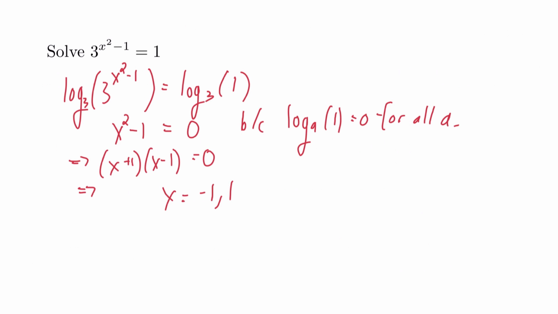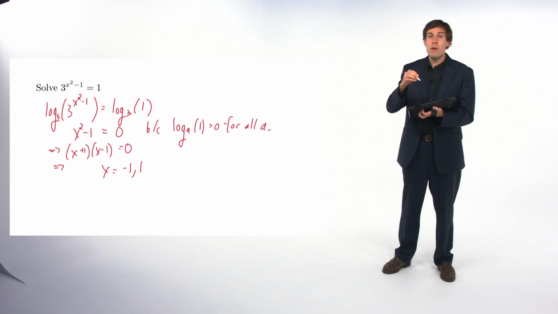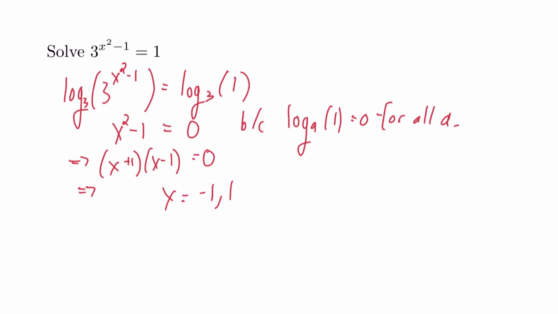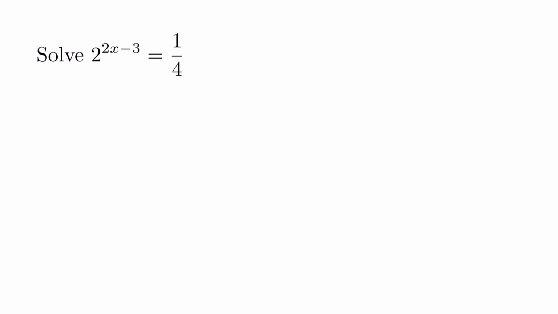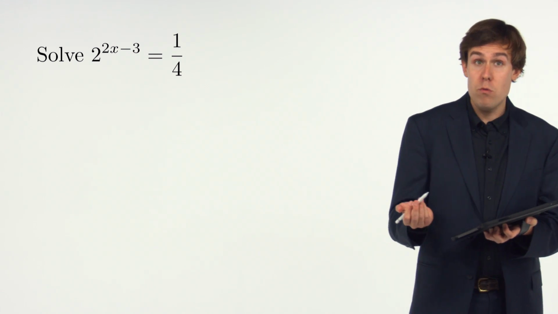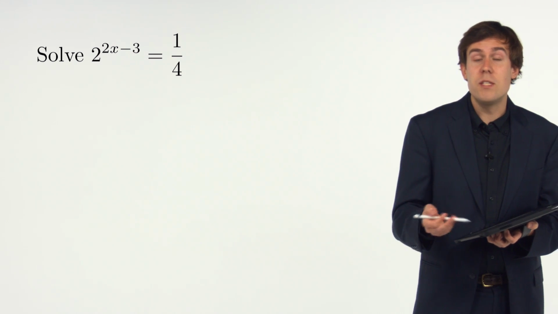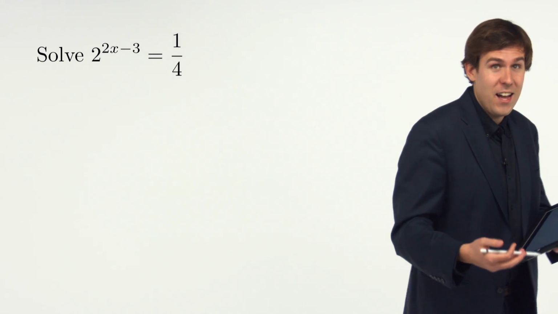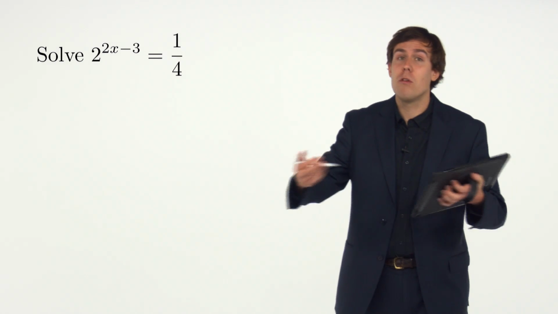And we can check this. If I plug in x equals 1 into the original equation, I get 3 to the 1 squared minus 1, so 3 to the 0, which is 1, as desired. And then same with minus 1. If I plug it in, I'll get 1 on the left-hand side. So here the key trick was to use logarithms. Let's look at a similar equation. So here I have an exponential of 2. So instead of taking log base 3, I'll take log base 2. And a similar thing will happen.